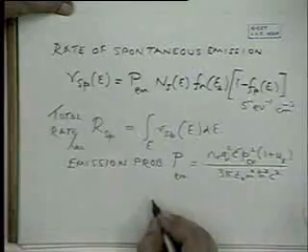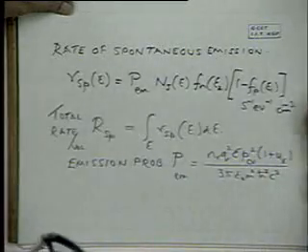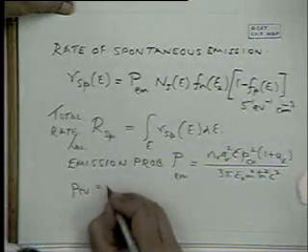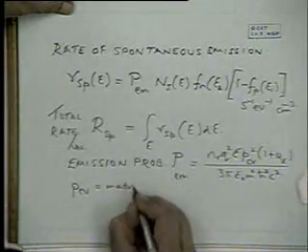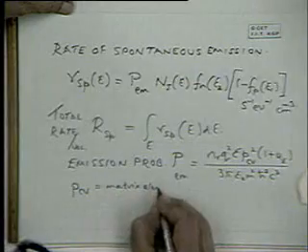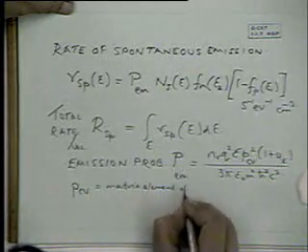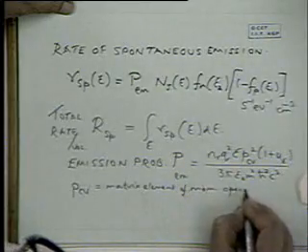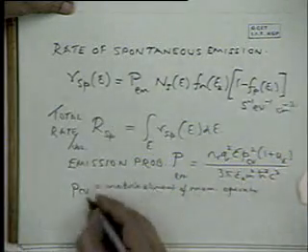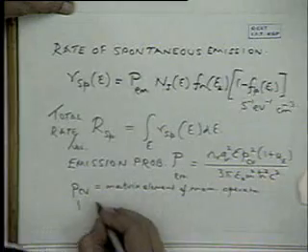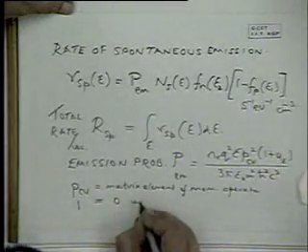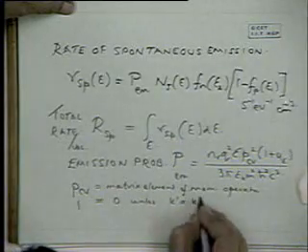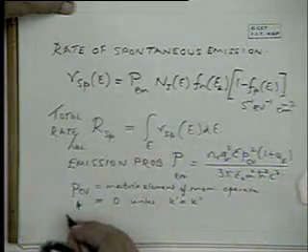A lot of constants, but the important material parameters are PCV, the matrix element of the momentum operator, and this is equal to 0 unless k dash is equal to k double dash. So this gives the selection rule.